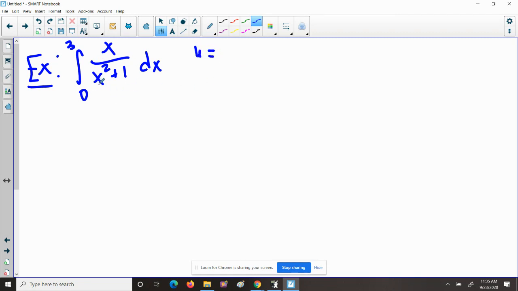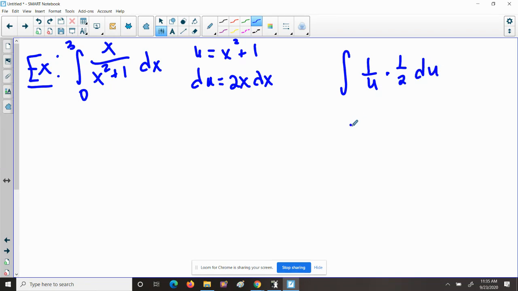Our u is going to be what's on the bottom, x squared plus 1. Du would then be the derivative, 2x dx. Okay, I'm going to make some side notes over here to the side. Let's rewrite in terms of u. The x squared plus 1 on the bottom, we can call that 1 over u. Now we're left with a plain x dx. Our du is 2x dx, so we've got 1/2 of the du. So 1/2. Okay, 1/2 is just a constant.